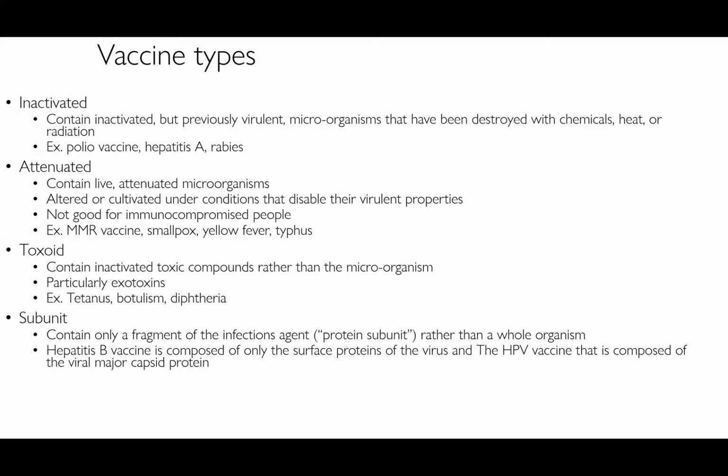And then finally, we have what are called subunit vaccines, and subunit vaccines contain only a fragment of the infectious agent, typically like the protein coat of a virus or the cell wall of a bacteria, and basically use it as a way to expose your body to the pathogen. These subunit ones are very similar to the inactivated ones, only the difference is the subunit are just a very specific part of the virus or bacteria. And so, for instance, hepatitis B vaccine is composed of only the surface proteins of the virus as a whole, in particular because the subunit is oftentimes safer than the whole physical inactivated form.